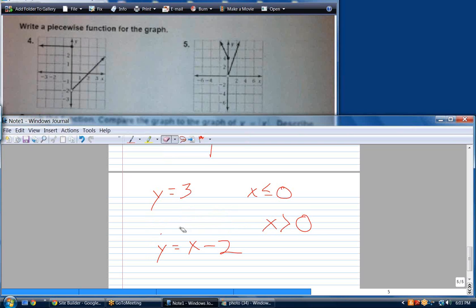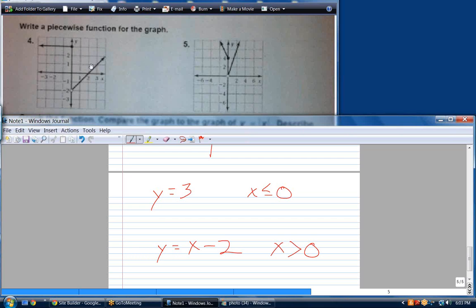So here's our piecewise function. Whenever x is greater than 0, the function is x minus 2. But whenever x is less than or equal to 0, y is just equal to 3. There's not even an x in there. Because when you have horizontal or vertical lines, horizontal lines are y equals some number. Vertical lines are x equals some number.